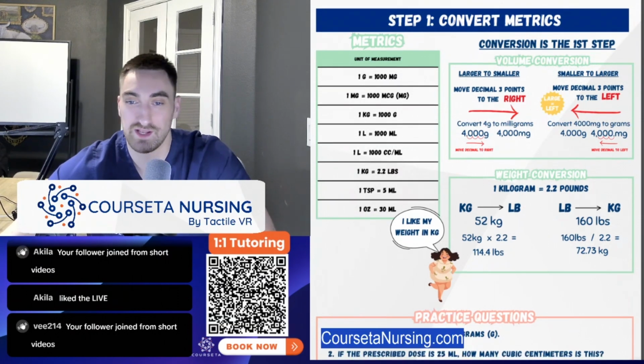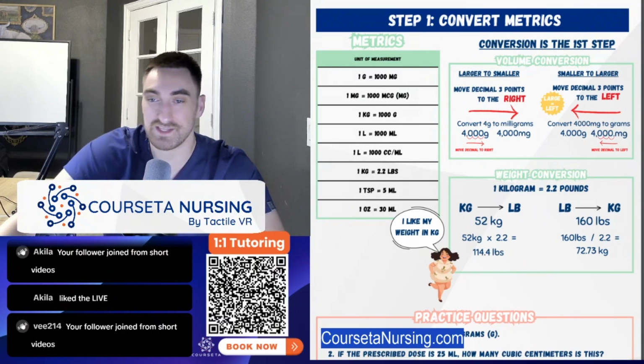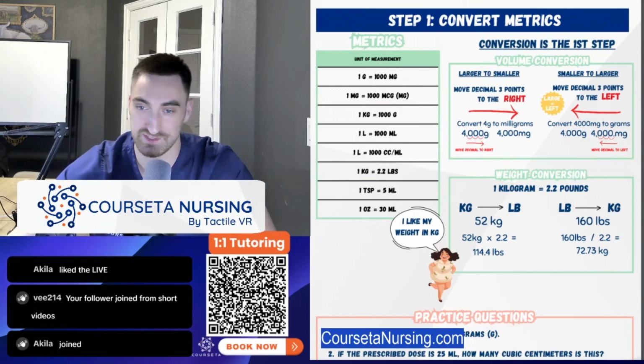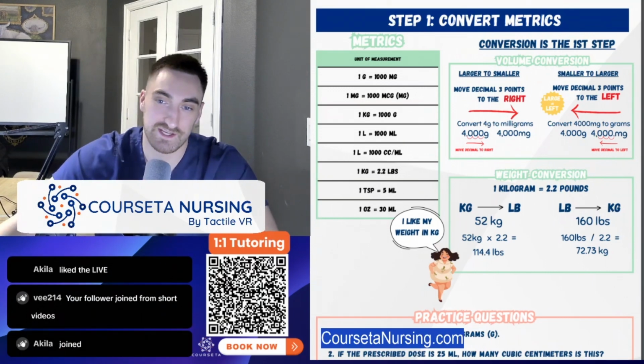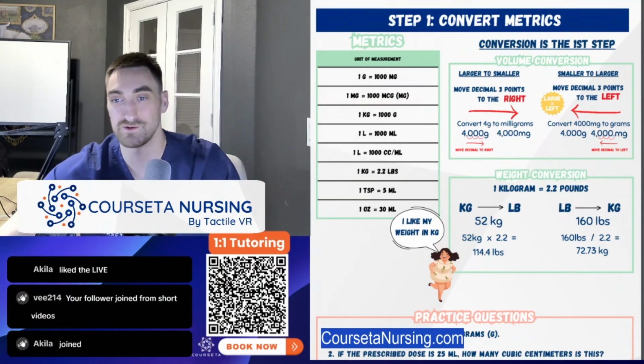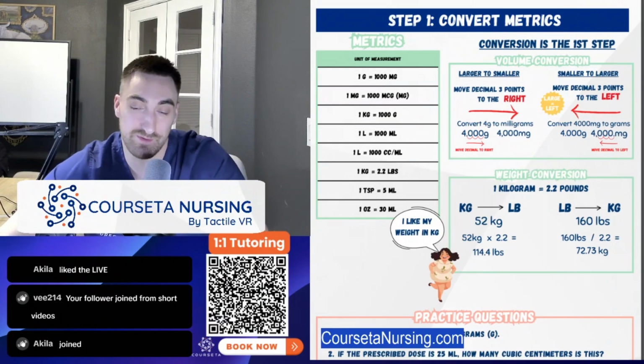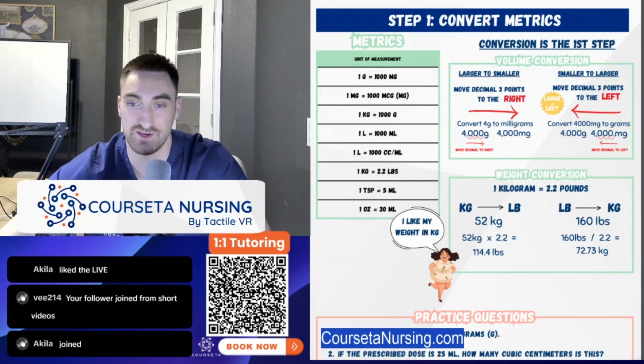So one thing that my instructors always said, and it always stuck with me, is that you could say, I like my weight in kilograms. Why? Because kilograms looks like a smaller number. So that's just how you remember that 1 kilogram equals 2.2 pounds. So it's pretty much twice the amount. So you just need to remember that kilograms is the smaller number. So this is how you convert it.